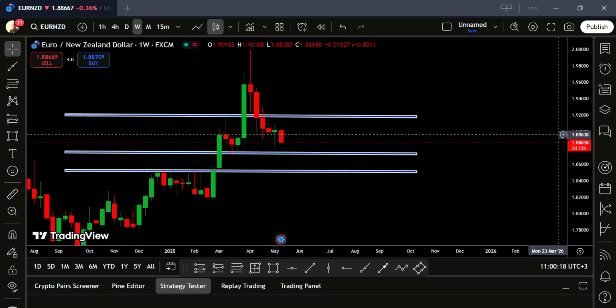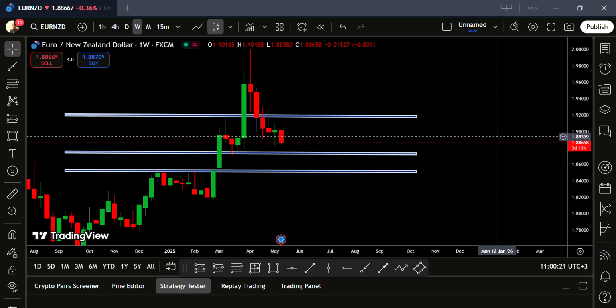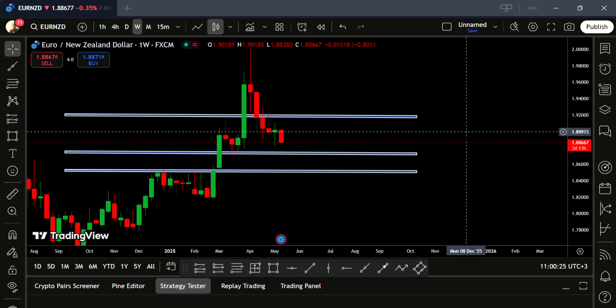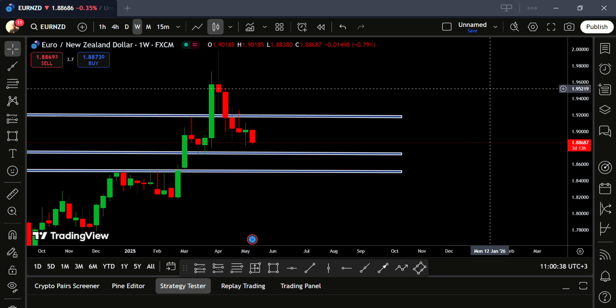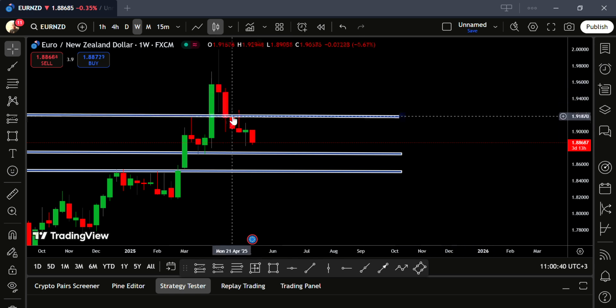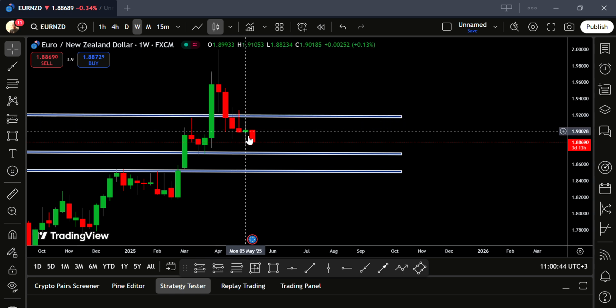So what is the first thing we need? We need a rejection. We start with a rejection on the weekly time frame. So when the weekly is rejecting the weekly support or resistance, that is when we drop to the daily to get a bullish or bearish storyline. So in this case, okay, there are two. I wanted to use the bearish storyline.